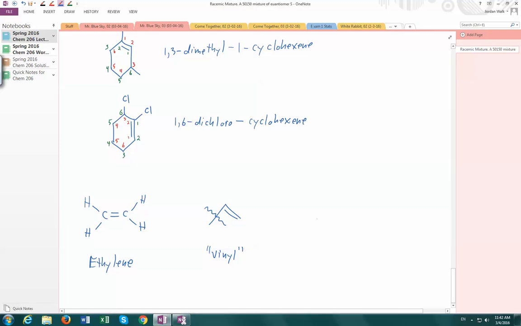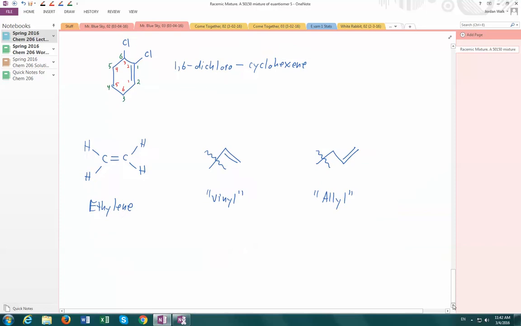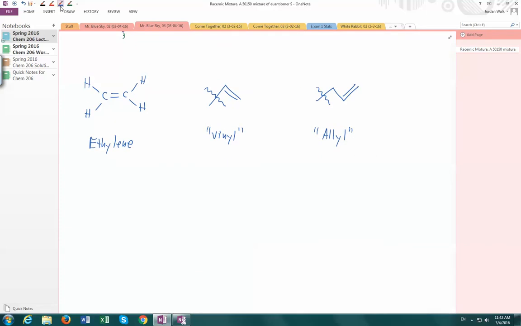Okay, another one looks like this, and that's referred to as an allyl group. All right, so just some common names. These are used more often than the IUPAC nomenclature would ever be used. All right, so close. So let's do a couple of examples of naming, and then we'll see if we can get out of here.